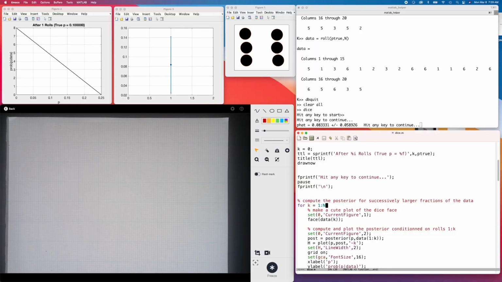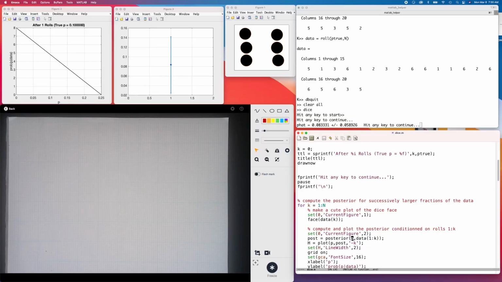Okay, so every time through the loop, the first thing we do is plot the posterior. I have this command here, post equals posterior, and posterior is a function that I wrote, which we'll look at in a bit. It takes two things: first, the range of parameters p, the discrete vector at which I'm going to evaluate the posterior, and then the data set to be considered. And then it's going to make the plot.